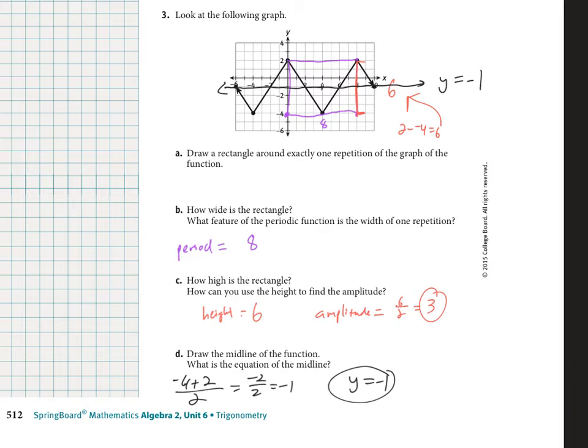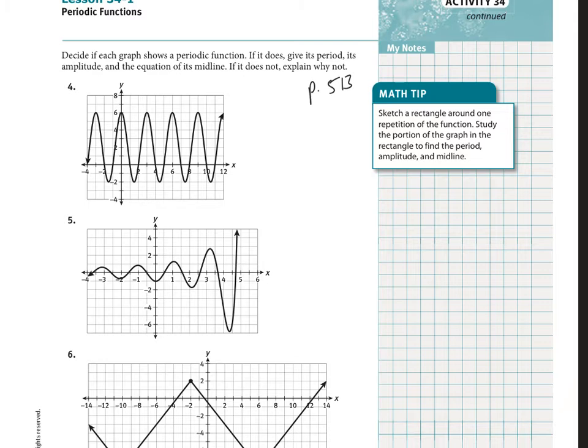Okay, let's look at a couple more examples, and then you should be ready to try the first half of your homework. And then the second video will be about specifically what the sine graph looks like with these ideas. So here we are on page 513, looking to analyze these particular graphs. I encourage you to try to answer them on your own and then take a look at my answer. So is it periodic or not? And if it is, let's find those three important values: the period, the amplitude, and the midline.